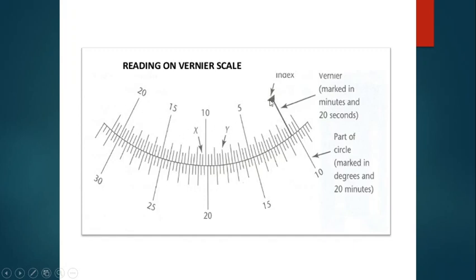The vernier scale will be starting from 0 to 20. 0 will be there, 5, 10, 15, and 20. These are the different parts, and in between 0 and 5 we have 4 major lines, each indicating 1 minute. In our main scale we have degrees and minutes. Similarly, in our vernier scale we use minutes and seconds. So 0 corresponds to 0 minutes, and 0 will also act as an index.